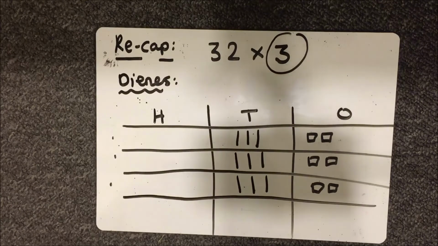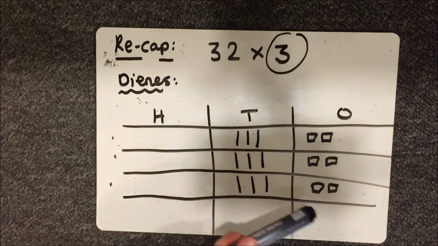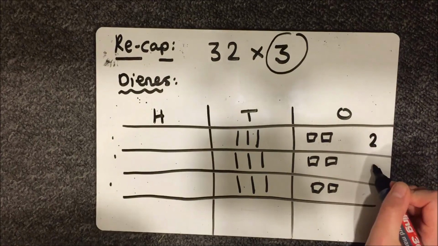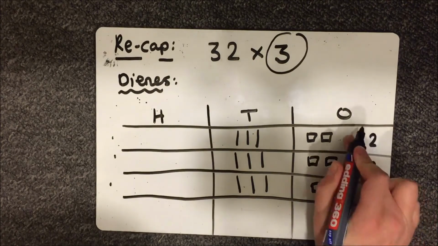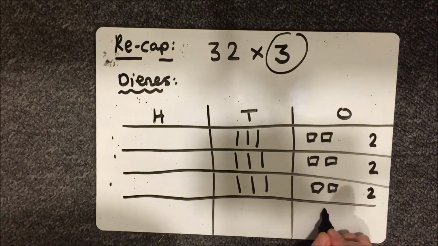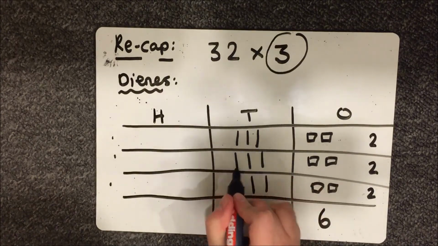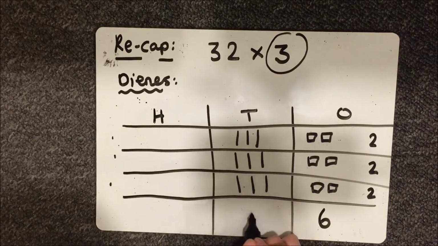We add our ones. We can count in 2s. Pause the video. Can you add your 1s and add your 10s to get your answer? Ready? So I can go 2, then another 2, then another 2. 2, 4, 6. Let me add my 10s. 10, 20, 30, 40, 50, 60, 70, 80, 90.